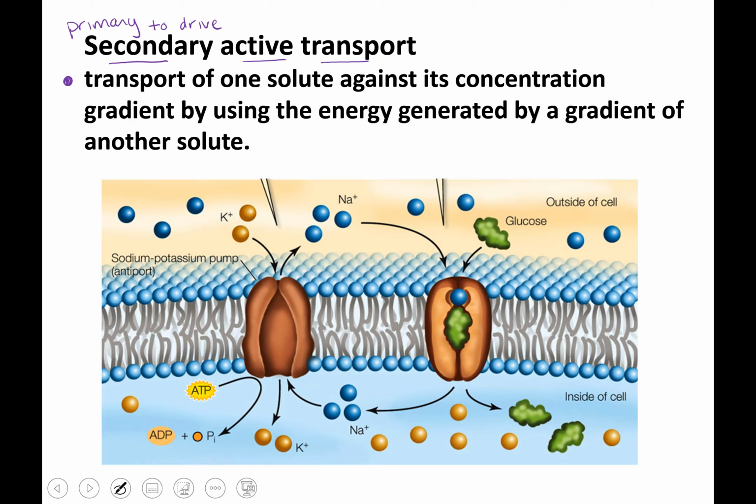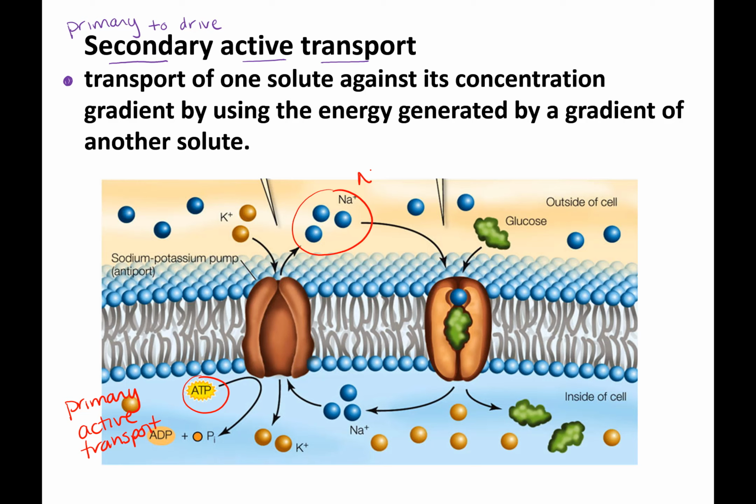Okay, so if we look at this first part on the left, we have the sodium-potassium pump. And the cell is pumping using ATP, so this is primary active transport. Okay, it's using ATP and it's making sodium a high concentration up here. Now, the secondary active transport is over here.